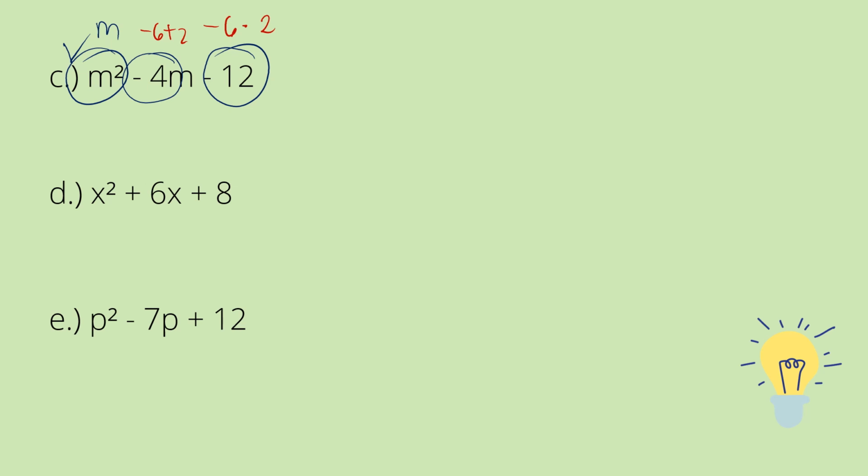Okay, so that is negative 6 times 2 and negative 6 plus 2. Because negative 6 plus 2, that is negative 4. Negative 6 times 2, that is negative 12. Therefore, the factors would be m minus 6, kasi negative yung isa, and m plus 2. That's it. Next. Next example.